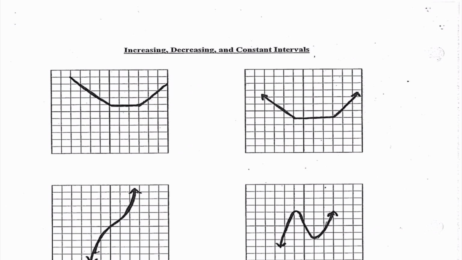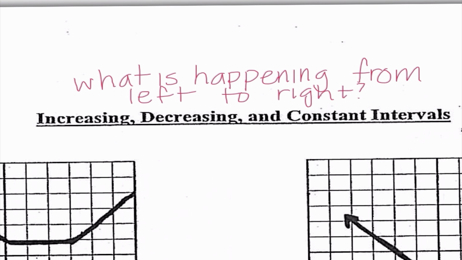Now we're going to explore graphs and talk about what we call increasing, decreasing, and constant intervals. And the big thing that I want you guys to remember from this is that we are always going to be talking about the domain. So when we're assigning values to each of these categories, we're really used to seeing a graph and thinking about ordered pairs. Instead of thinking about ordered pairs, we are thinking about the domain. We're only thinking about the x values. Since we are only talking about the x values, the question we're really asking ourselves is what is happening from left to right?